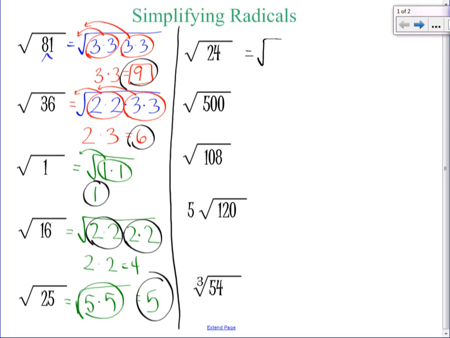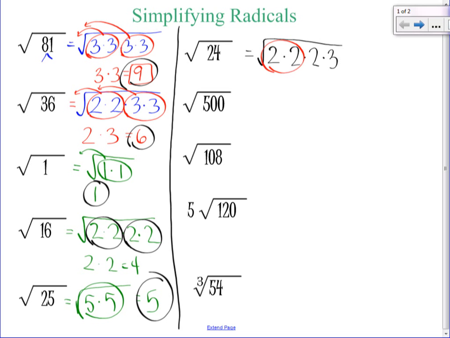So 24. Can we divide that by 2? Okay, so we write down a 2. When we divide it by 2, can we divide that number by 2? Okay, 12 we can divide by 2. Can we divide the next number by 2? Yep. And we're left with 3. So 2 times 2 times 2 times 3 is 24. Now, we're looking for matching pairs of numbers. We have a pair of 2's right here.